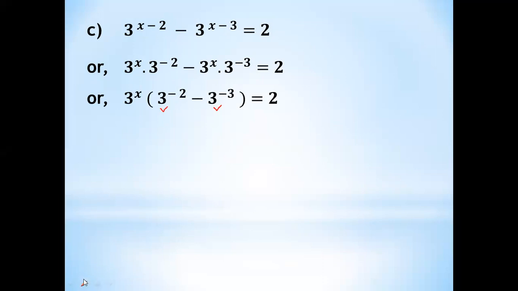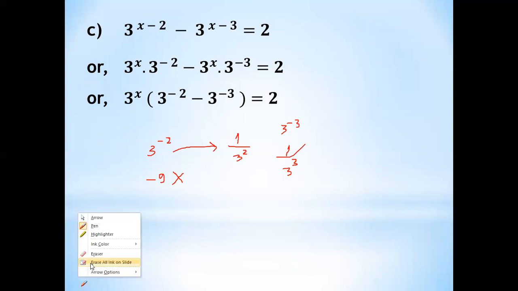Now, do you think that 3 to the power minus 2 is minus 9? No, absolutely not. Everyone, please make yourself clear for this. 3 to the power minus 2 is not minus 9, but according to the laws of indices, 3 to the power minus 2 can be written as 1 by 3 square, whereas 3 to the power minus 3 also can be written as 1 by 3 cube. That's very good. I hope you all have understood this idea very clearly.